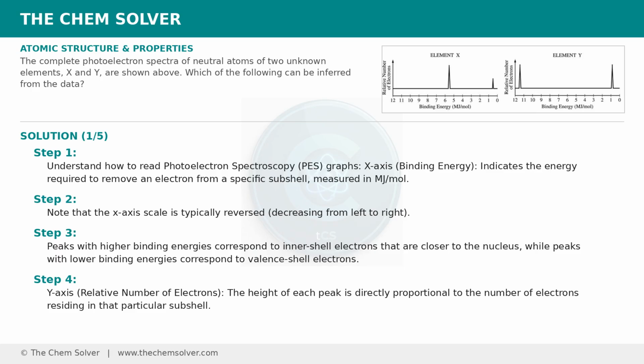Peaks with higher binding energies correspond to inner shell electrons that are closer to the nucleus, while peaks with lower binding energies correspond to valence shell electrons. Y-axis: Relative number of electrons. The height of each peak is directly proportional to the number of electrons residing in that particular subshell.